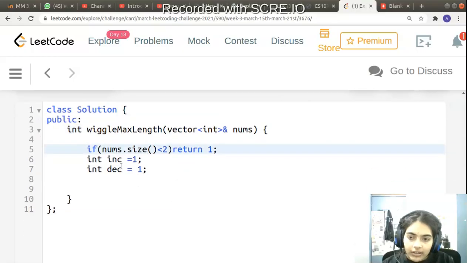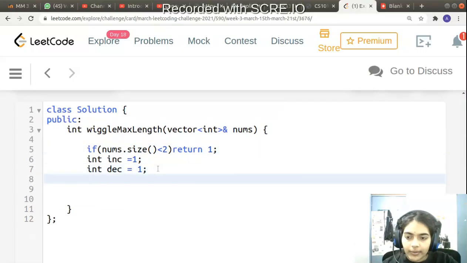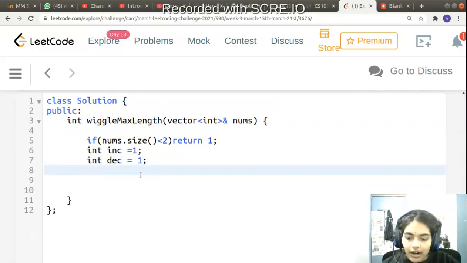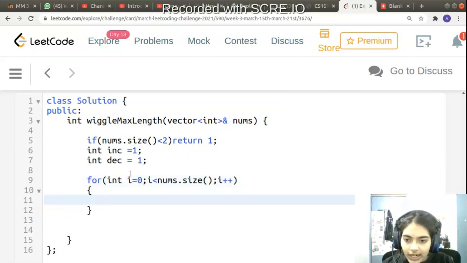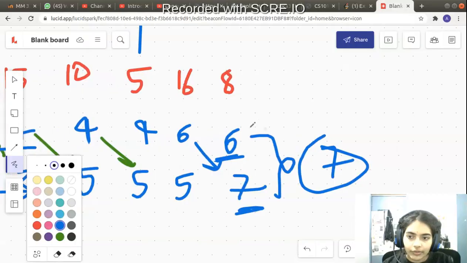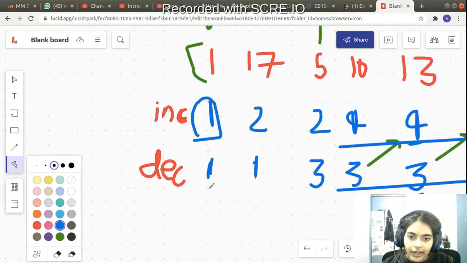Otherwise, you can start iterating. We will do it in O(n) time complexity, so we'll just iterate over once. For int i equal to 0, i less than nums.size, i plus plus. Actually, you can start iterating from i equal to 1, because for the first number we have already declared the increasing and decreasing variables as 1. So we'll start from the next numbers.